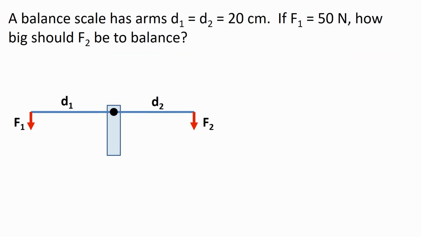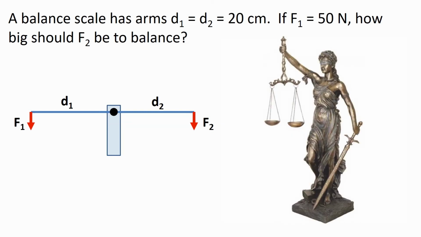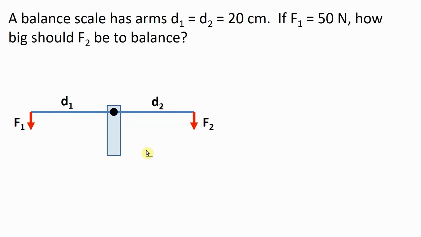Let's think about a balance scale. Imagine something that you would use to measure in chemistry lab, or the thing that the blind justice statue lady is holding in her hands. I've got two arms here, D1 and D2. Let's set them both equal to each other, say 20 centimeters. I'm going to hang a 50 Newton force off the left. How big does the force on the right need to be to balance? Well, I don't need fancy physics to say F2 has got to be equal to F1. Let's think about the equation, though, for a second.